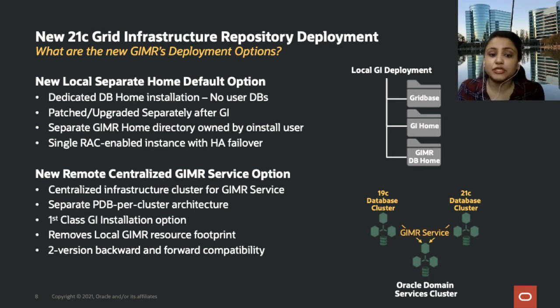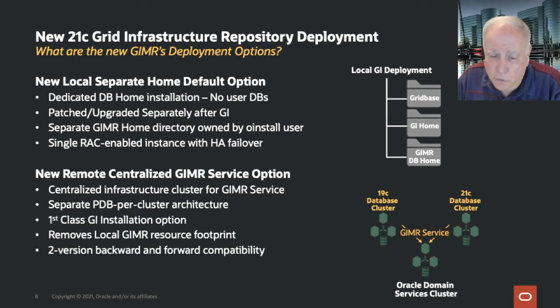And they have version backward and forward compatibility, which means that a 21C remote cluster can have its own dedicated PDB at a 19C centralized GMR cluster. So it has lots of benefits as well. This sounds like quite an improvement and will address many of those cons that we talked about earlier.